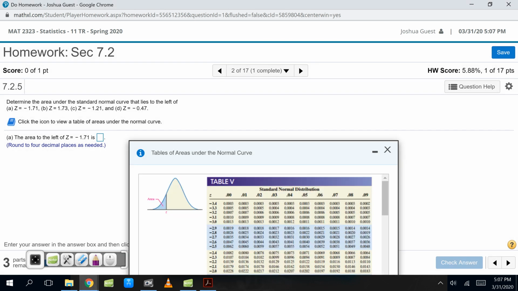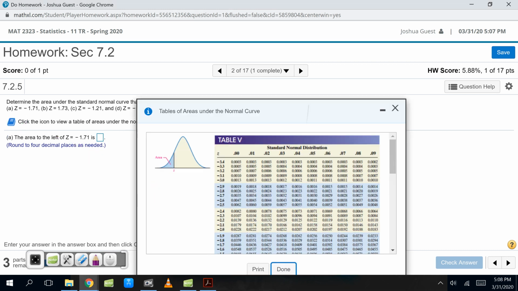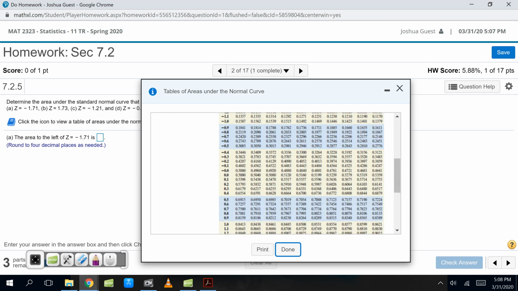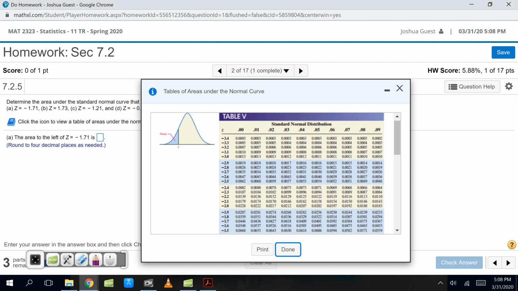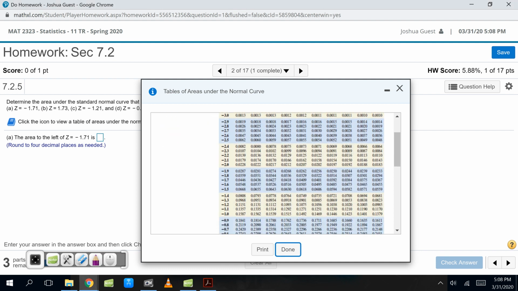But also if you click right here, this opens up and gives us the table. Okay? So we have the table. Let me move this up here, and then we can scroll up and down. And we're looking for what? We're looking for negative 1.71.